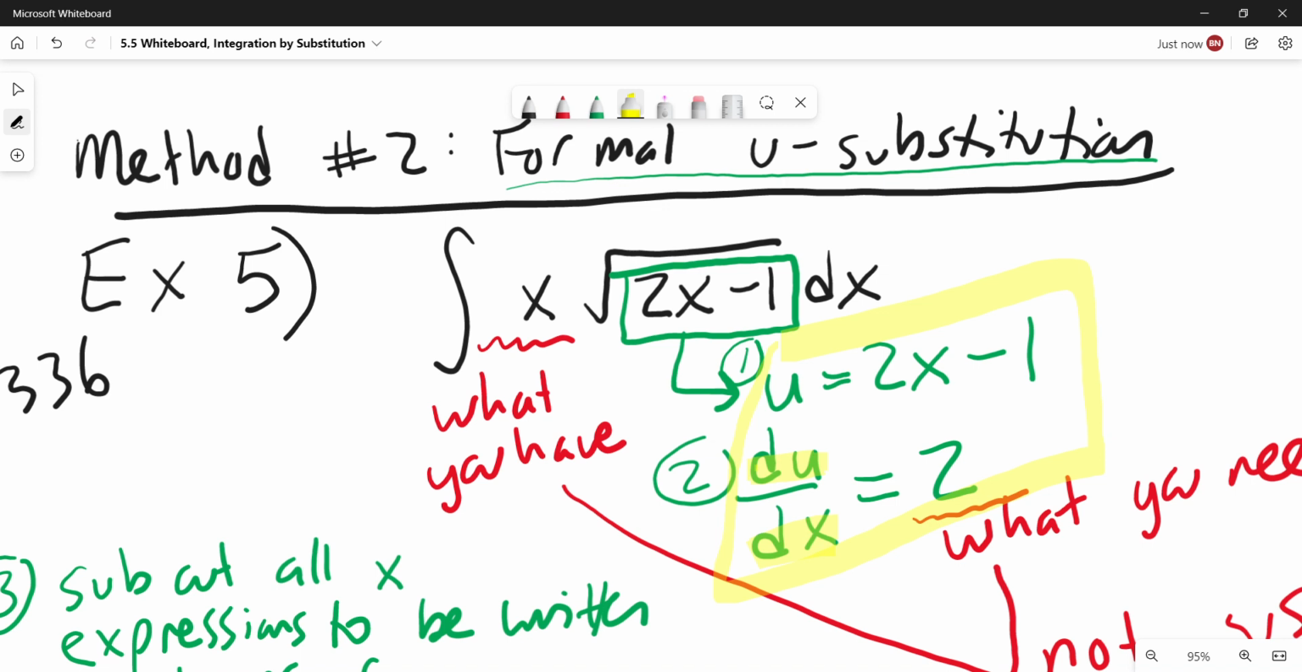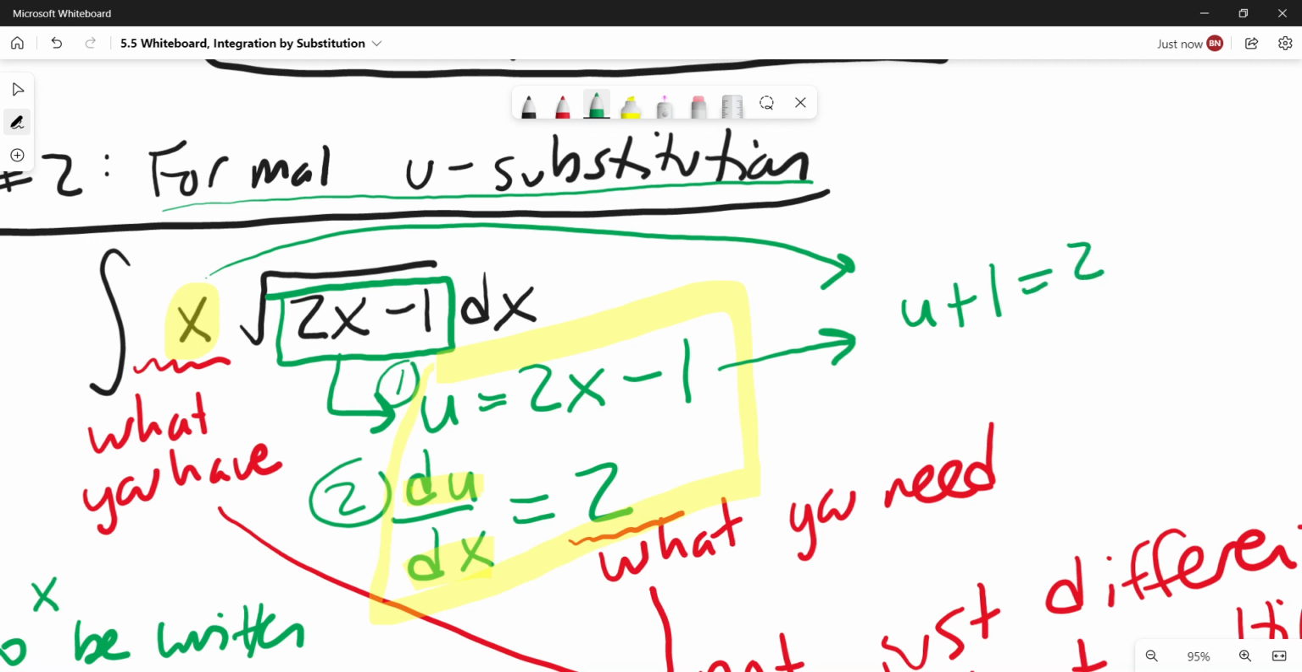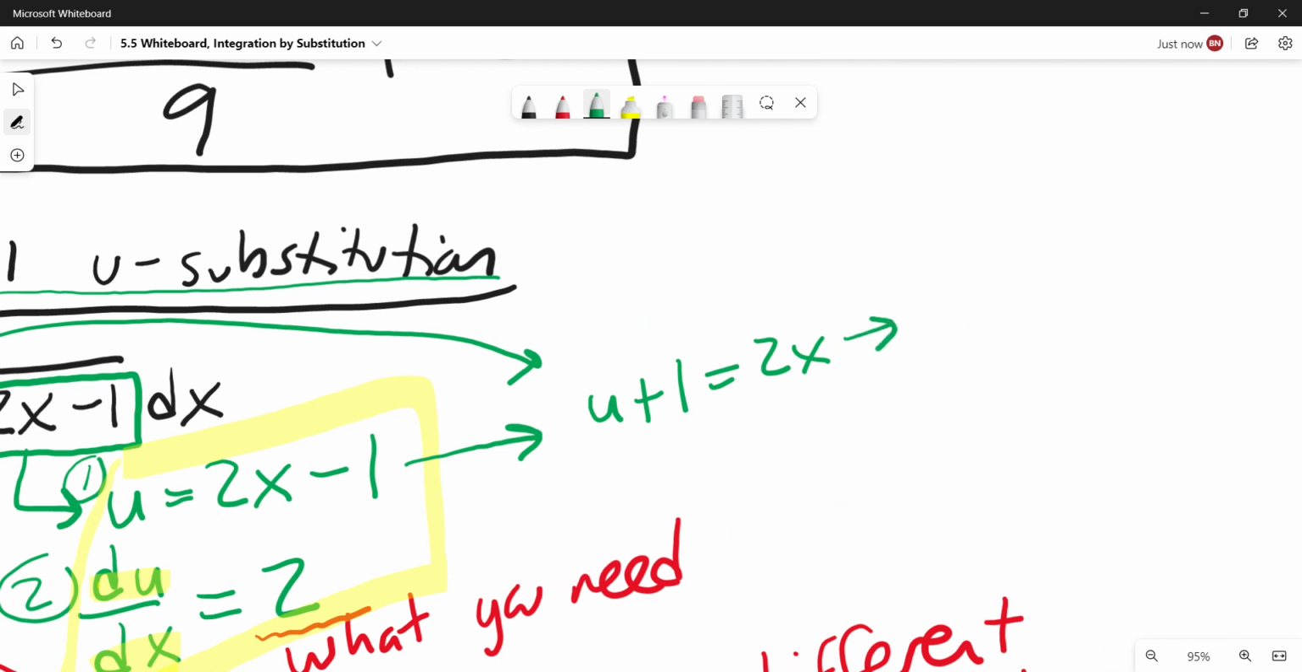So what we're going to do is go through here and start with what we see. First, we see an x. I can't write an x; I have to write that in terms of u. Well, what is x in terms of u? If u equals 2x minus 1, that means u plus 1 equals 2x, and therefore x is going to equal u plus 1 over 2.